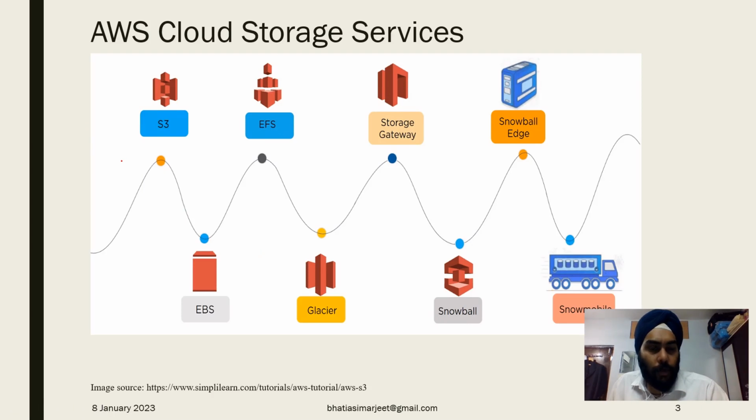So moving on, what are the various cloud storage services that are provided by AWS? As we have learned, there are three foundational aspects of AWS: compute, storage, and networking. The storage aspect we are learning here, and some of the basic services provided by AWS are S3, EBS, that is Elastic Block Storage, then Elastic File System, then Glacier, Storage Gateway, Snowball Edge, and Snowmobile. These services are used with respect to use cases and requirements.